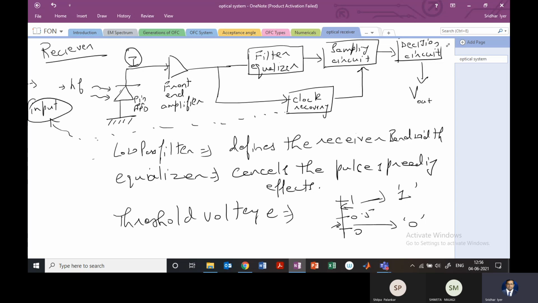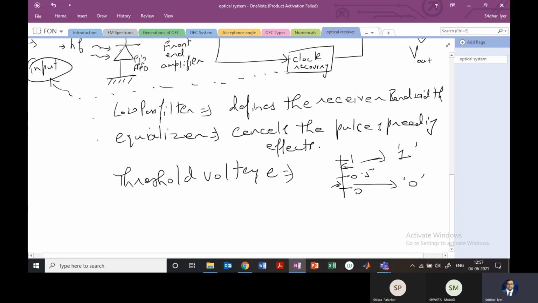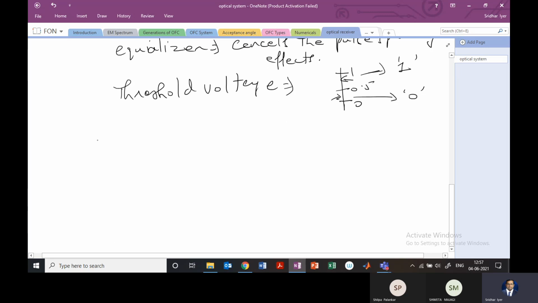Okay, so there are other important things. For example, the front end amplifier, which we have just shown on that diagram. So now this front end amplifier is basically used to increase what is known as the receiver sensitivity, which we'll discuss a little later, and it also maintains the suitable bandwidth. So this front end amplifier will have noise sources at its input. So it is necessary to design a low noise front end amplifier. Why? Because there are many noises which are there at the input of the front end amplifier.